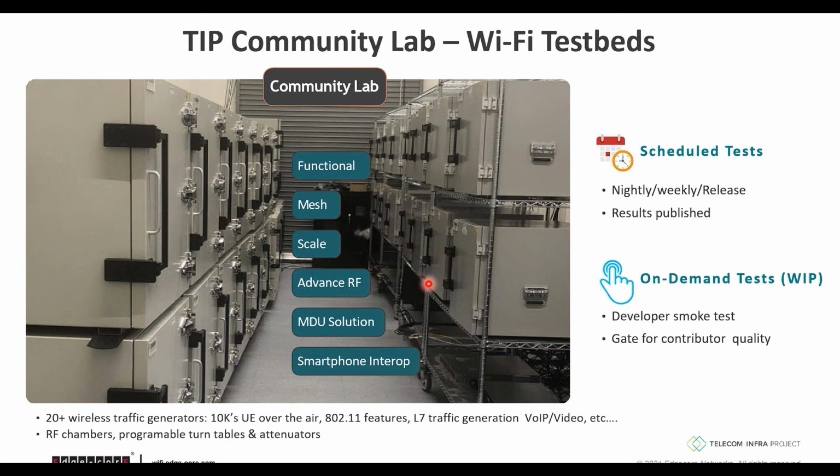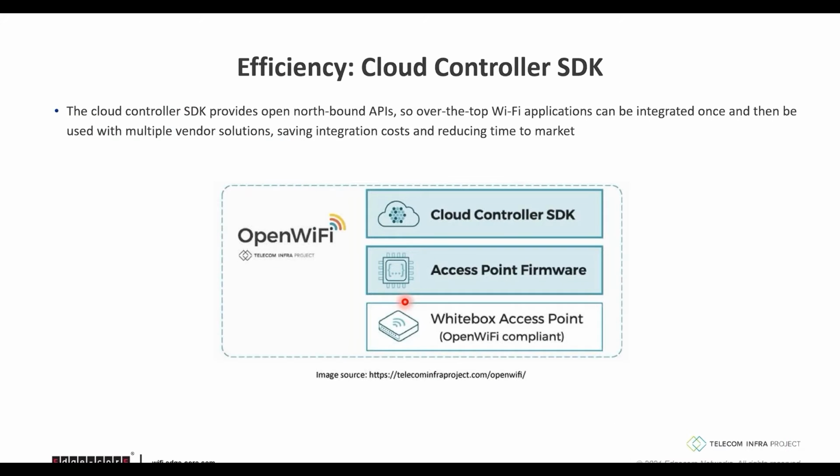And I think that for open source, since it is open, how can we make sure it is stable and works well? So the performance and the quality are the most important. That's the reason the TIP community lab was established by TIP Open Wi-Fi. They create a Wi-Fi test bed. You can do the scheduled test, or you can do the on-demand test.